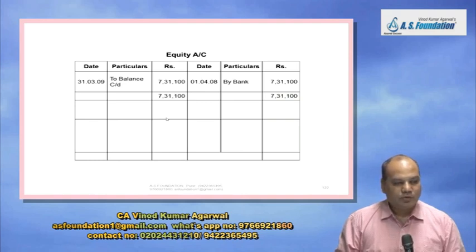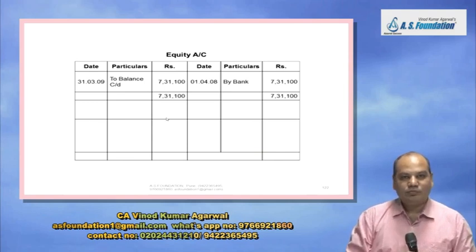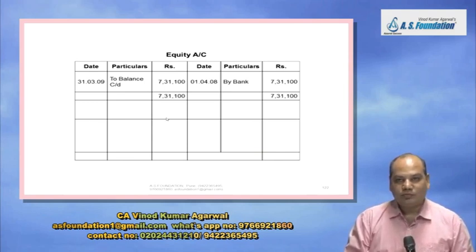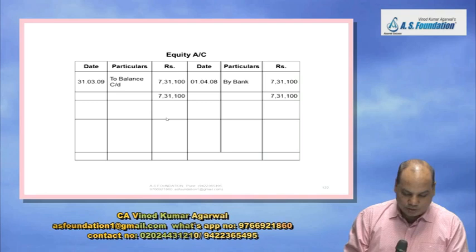Repeat up to year 4. Buy balance brought down 731,100, or as per your notebook what you have written. After the fourth year, fifth year, buy balance brought down 731,100. And what is the equity share you have to issue?